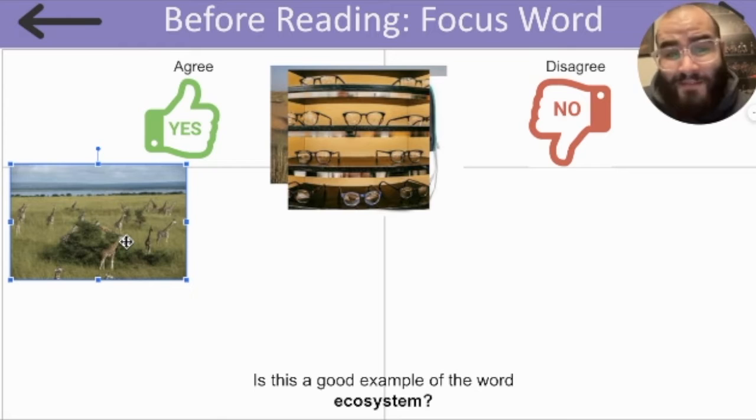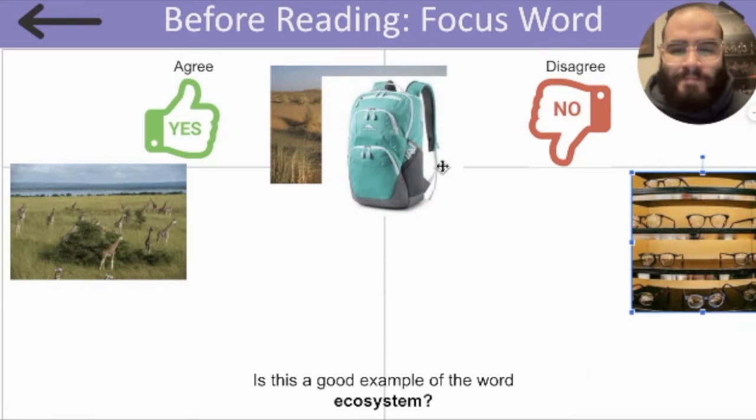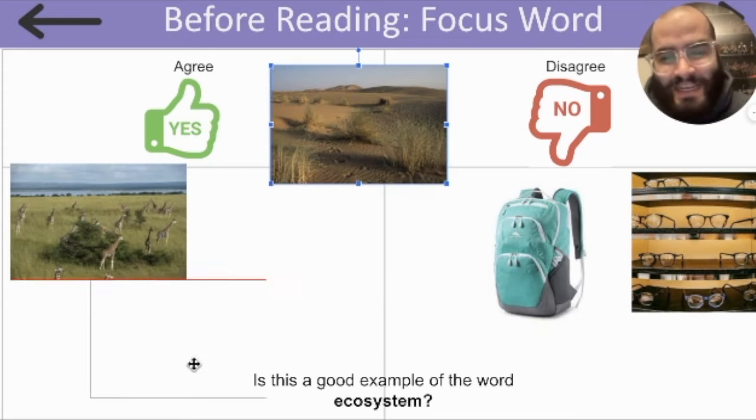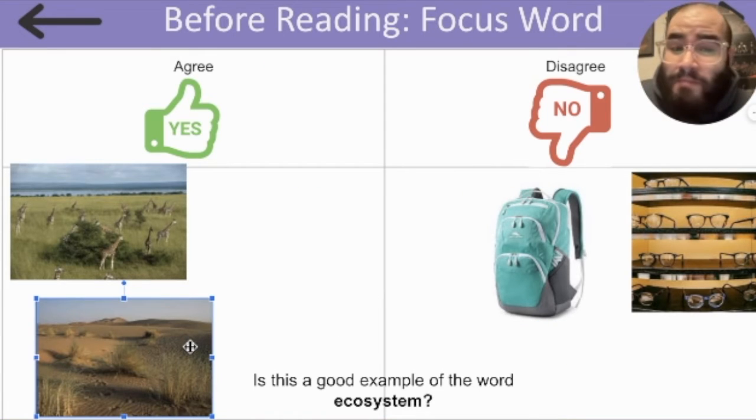In this case, giraffes. How about this picture? Is this a good example of an ecosystem? No, it's a great example of some eyeglasses, but not an ecosystem. How about this next one? Nope, that's a backpack. And this last one, is this an ecosystem? Yes, it is an ecosystem. An ecosystem is made up of plants and animals that all live in the same environment. Here, we don't see a lot of animals, but we can assume they're there.